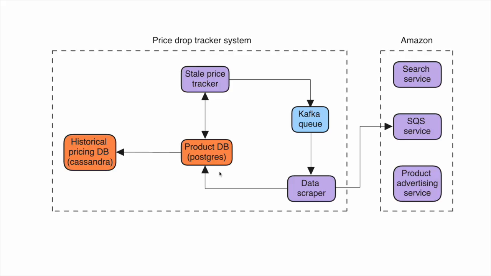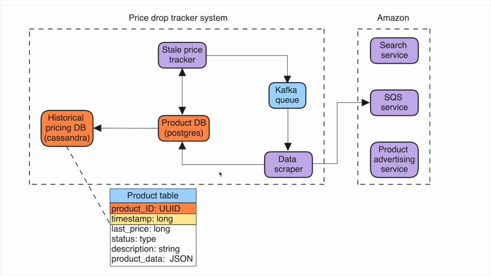What I mean by that is that when we retrieve the product from the product database, we should have a field called status or something that would say whether the data is being scraped or the scrape is completed. As you can see here, our database schema would look something like this. We would have a product ID, timestamp, last price, status, and then description of the product, the product data. So the status would be changed every time we retrieve a product for the scraping. And then once we receive data from Amazon about this specific product, we would change the status back to completed.